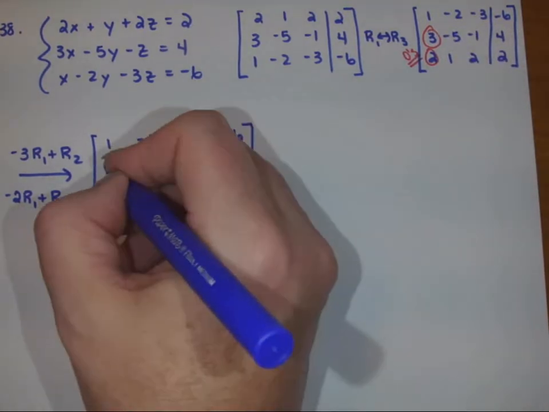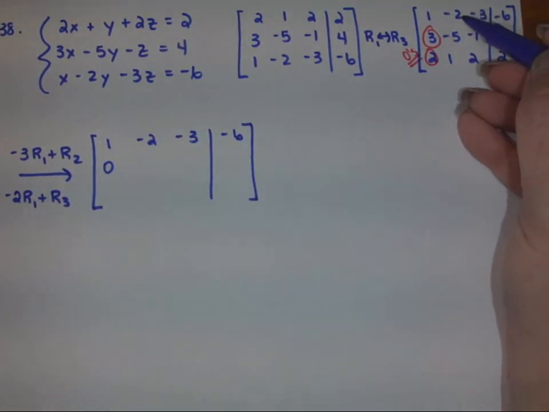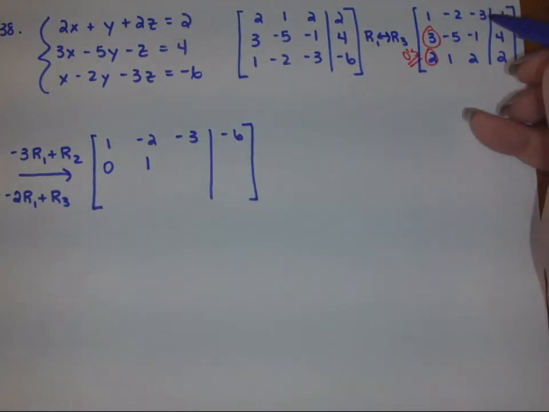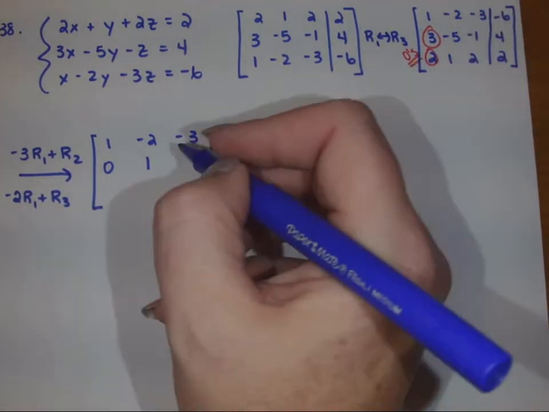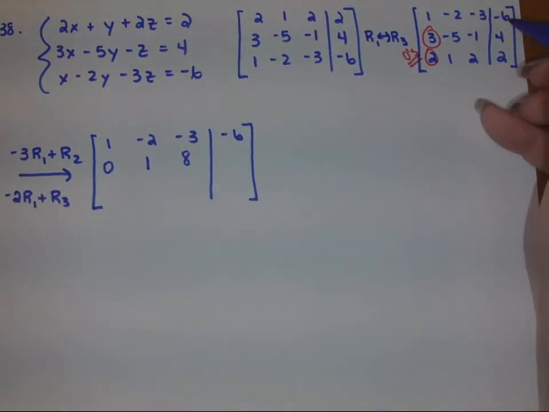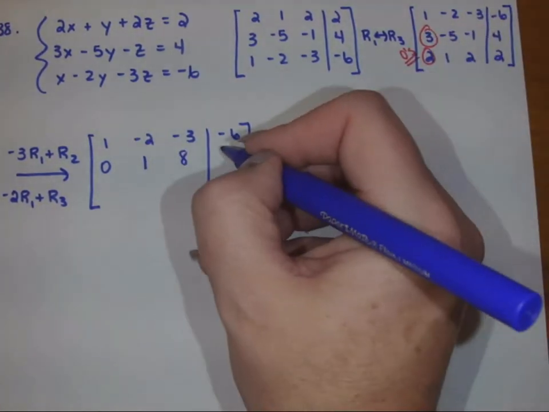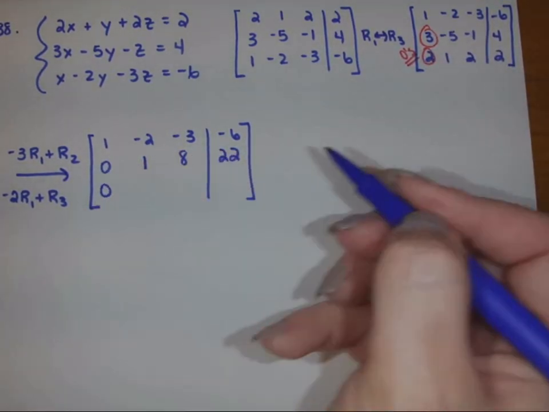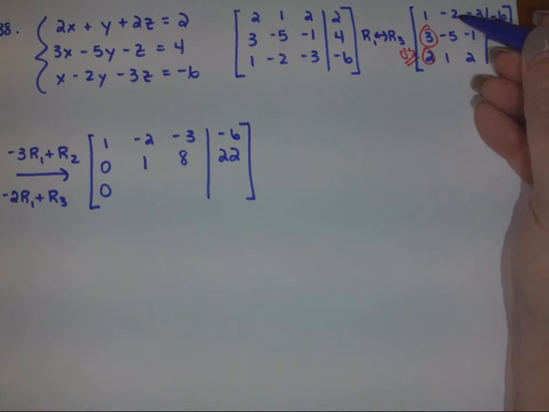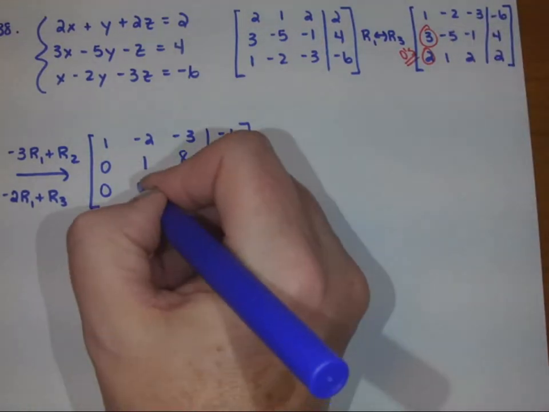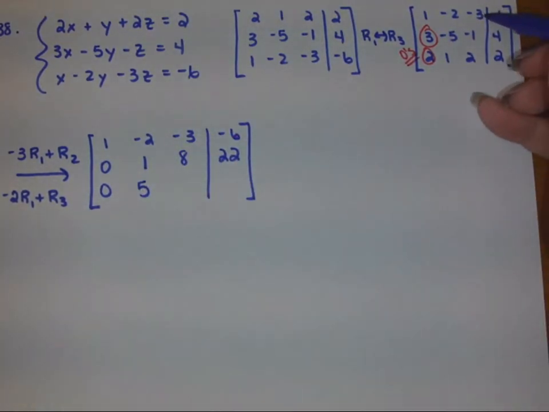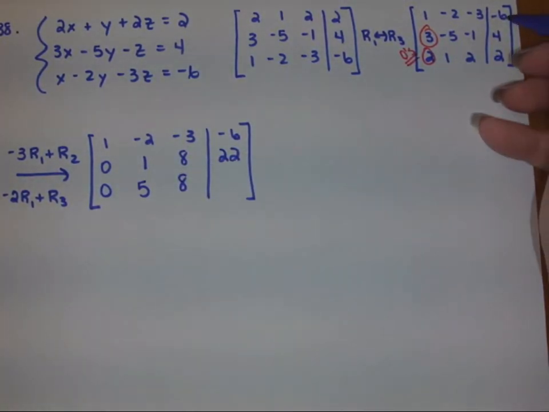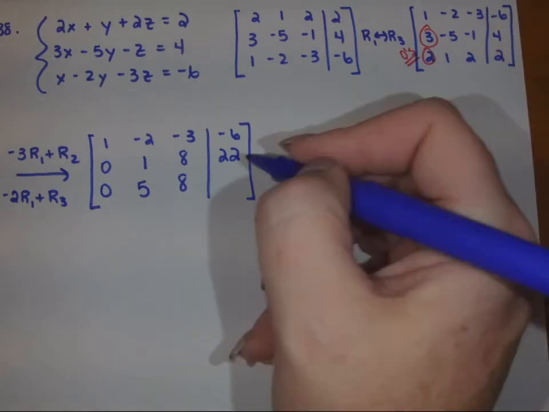So negative 3 plus 3 is 0. Careful of your signs. Negative 3 times negative 2 is 6 plus negative 5 is 1. Negative 3 times negative 3 is 9 plus negative 1 is 8. Negative 3 times negative 6 is 18 plus 4 is 22. Negative 2 plus 2 is 0. Watch your signs again. Negative 2 times negative 2 is 4, plus 1 is 5. Negative 2 times negative 3 is 6, plus 2 is 8. And then lastly for this one, negative 2 times negative 6 is 12, plus 2 is 14.